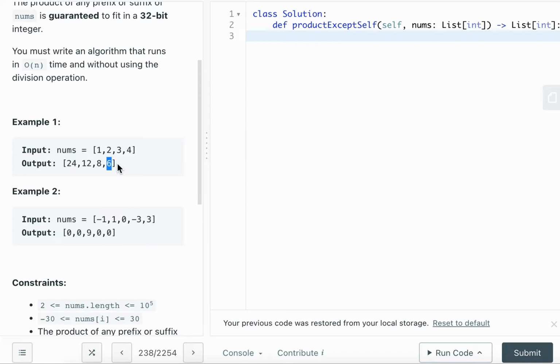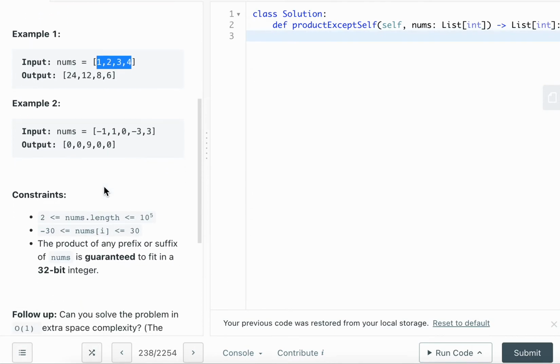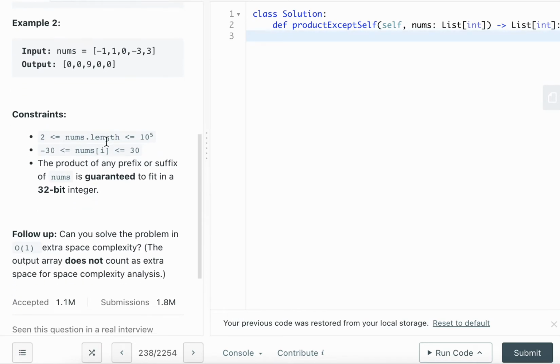I said you're not allowed to use the division operation because if you were allowed to use division, the easiest way would be to multiply everything together and then divide by the number itself. Then you get the product of everybody else, right? But you're not allowed to do that. And here is another example. Basically -1, and if you're not looking at -1, the rest is all 0 here.